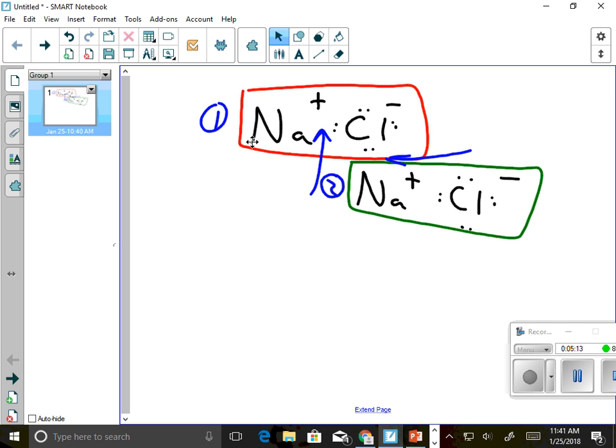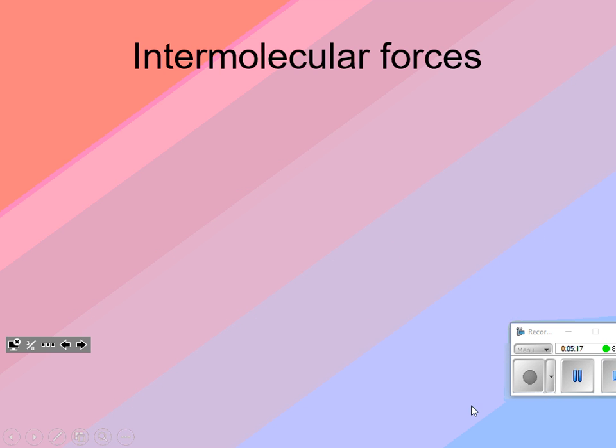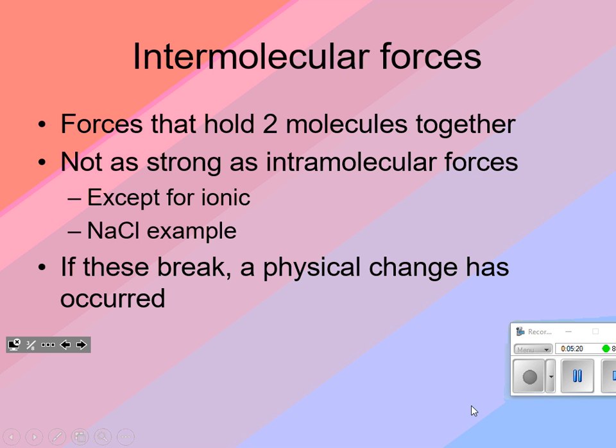All right, so let's go back then to the slide. If you break an intermolecular force, you're changing the state of matter. Because you're loosening it up. You're changing it from a solid to a liquid or from a liquid to a gas. Therefore, you're not changing what it is. You're just changing the state of matter. That's a physical change. Question 1 from the reading guide.